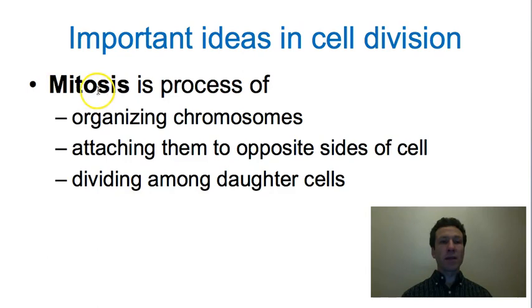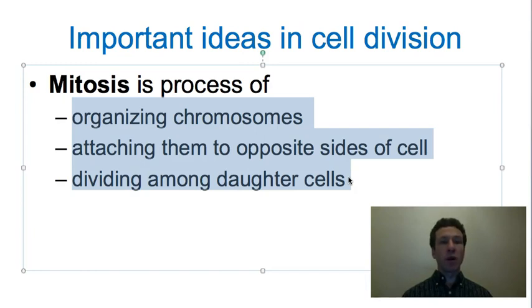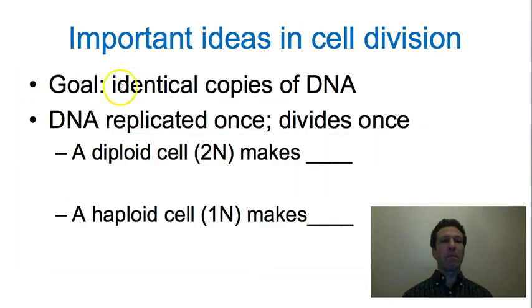Mitosis is going to be a process we talk a lot about, and this is the process of organizing chromosomes, then attaching them to opposite sides of a cell, and finally allowing them to divide among the daughter cells. And so this accomplishes the complex task of making sure that every daughter cell gets one copy of each chromosome and avoiding the situation where one daughter cell gets two copies of one while the other daughter cell does not get any copy. We'll come back and we'll talk much more about mitosis in a bit.